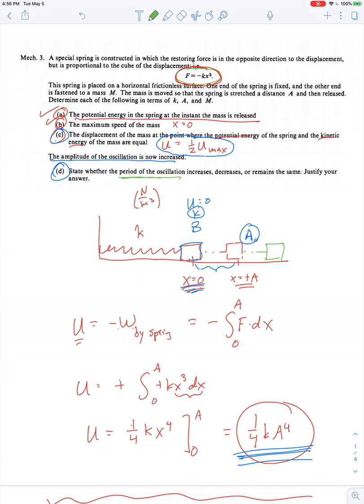State whether the period of oscillation increases, decreases, or remains the same. The period of oscillation should decrease. Why? Because as the value of x increases, the acceleration increases even more so.